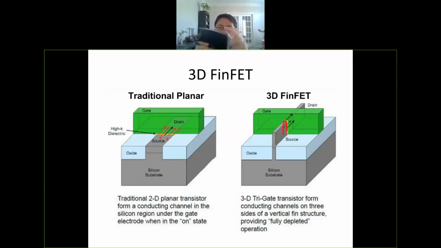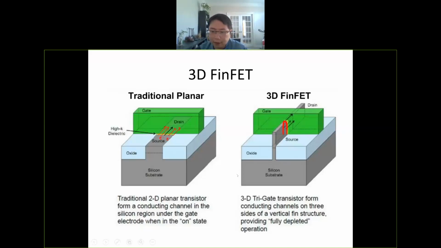I don't know if you can see my camera here or not. If you think about the three-dimensional fins, like my smartphone here, this is the fin, and the gate is surrounding the fin like this, both sides. So the current will conduct in this fin along the surface here.